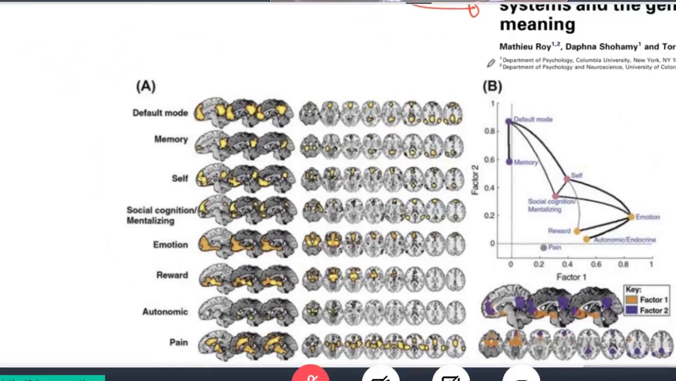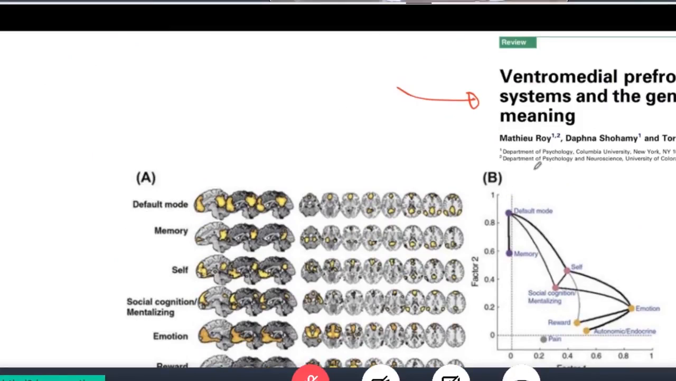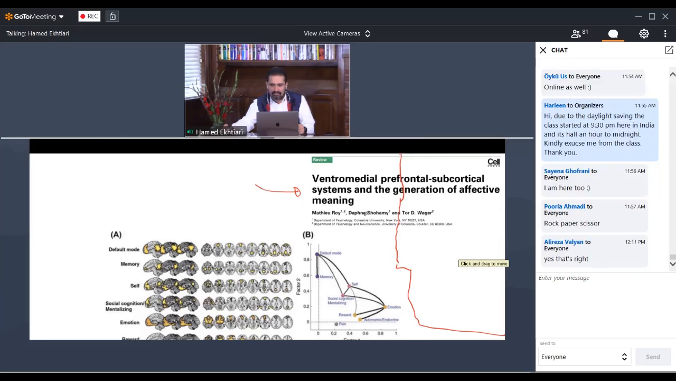It's a really nice paper with a group of colleagues from Columbia and the University of Colorado, because Tor Wager is from the University of Colorado. I cannot read the rest of the affiliations because my Go-To meeting is covering part of the screen. But the guy whose name is here is Tor Wager. Tor Wager was at Columbia when he was a student there. Now he is a full professor at the University of Colorado. So I can imagine the second one should be the University of Colorado.